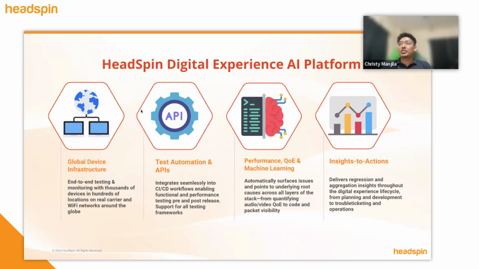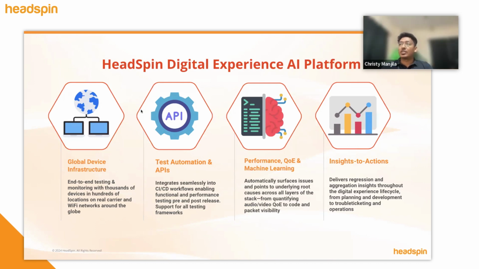Now, a quick introduction on what HeadSpin does. So we are a digital experience AI platform. We deal with real devices and we have cloud devices all across the world. So these are the four major pillars of HeadSpin. One is global device infrastructure, wherein we have remote devices all across the world, be it India, Indonesia, Malaysia, South Korea, you name it. We have our presence in around 100 plus locations worldwide.